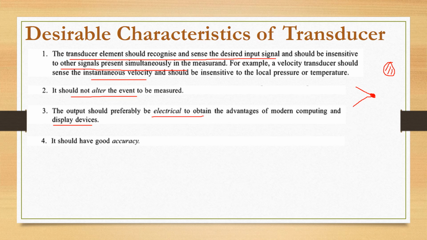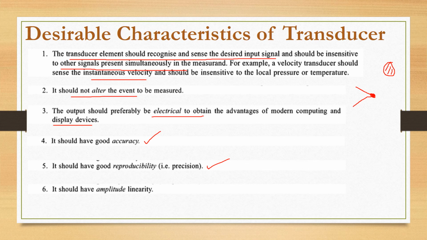Then next is it should have good accuracy. So that definitely you will want. It should have good reproducibility, means if you are measuring the same thing, then your measuring device should give the same reading. It should not be like that it gives different readings when you are measuring the same thing at different times. So that we also discuss in our separate lecture, which will be on the static characteristics of transducer. So we will discuss in detail the accuracy and precision there.